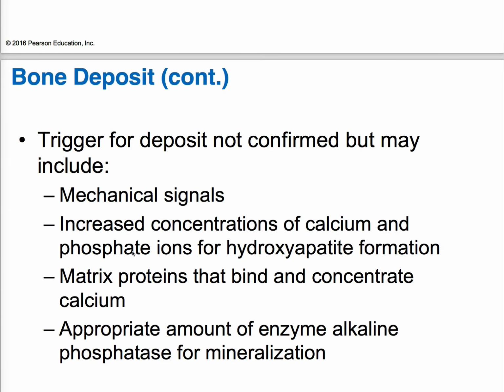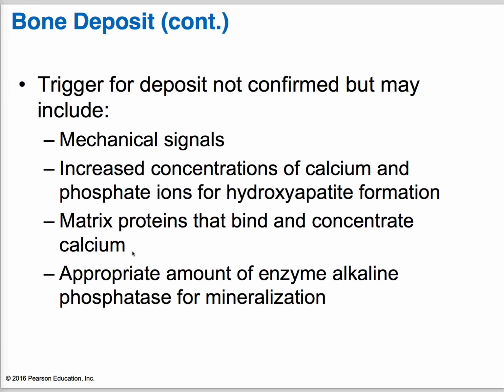Now, how long it takes to calcify is kind of tricky. But what we do know is that there are triggers. So the question is: what are the triggers for calcification to occur? That's the correct thing to ask. This is what we believe are the triggers. First of all, it could be mechanical signals. An increase in the concentration of calcium and phosphate ions for hydroxyapatite formation could be a trigger. The other thing to think about is matrix proteins that bind and concentrate calcium. In addition, proper amounts of alkaline phosphatase, an enzyme that's required for mineralization to occur.